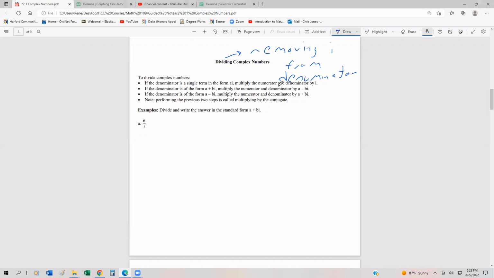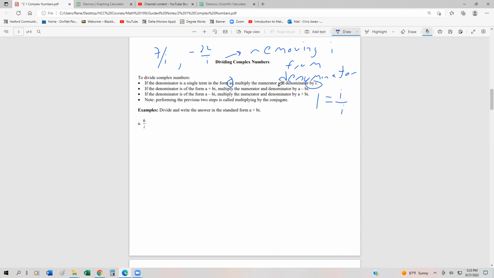Well, if we have just a single term, like ai, so if we had like 7 over i or something like negative 22 over i, then what we're going to do is just multiply the denominator and numerator by i. Because remember, we could write 1 as i over i, and that's going to help us to be able to get rid of it.